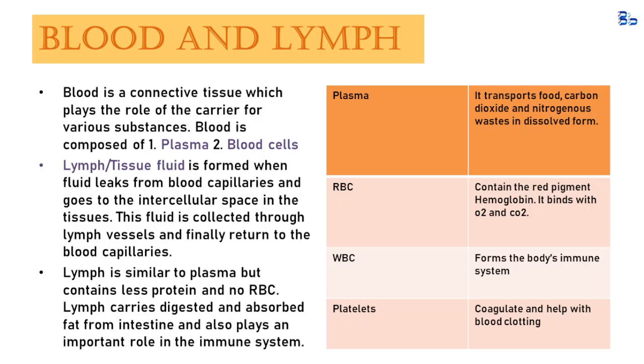So lymph is similar to plasma, but it has less protein when compared to plasma, and it doesn't have any RBC. So lymph contains digested fat from the small intestine, and it's also going to have a large number of WBCs like lymphocytes and phagocytes. So it is going to help the WBCs in immune defense.